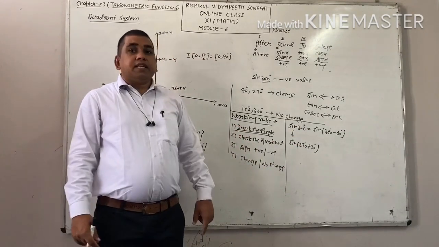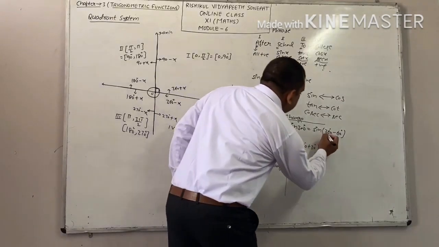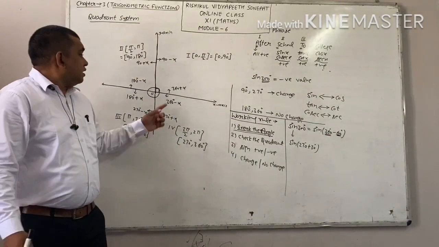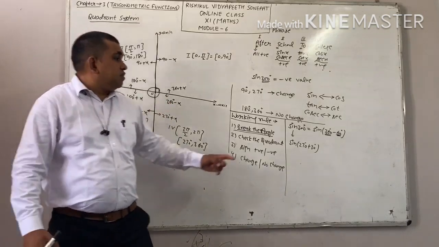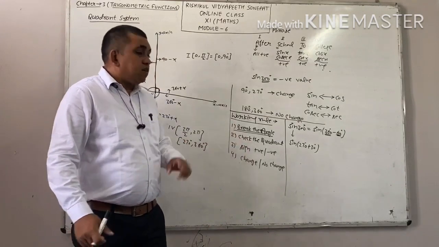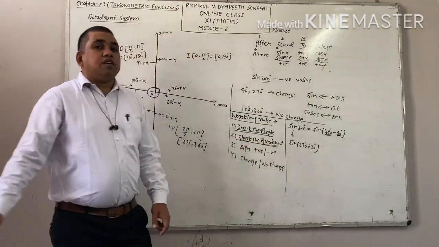First step complete, break the angle. Second, check the quadrant. 360 minus x. You can easily check the quadrant. 360 minus x, that is your which quadrant? Fourth quadrant. Now we have checked the quadrant. Second step complete. It is fourth quadrant.